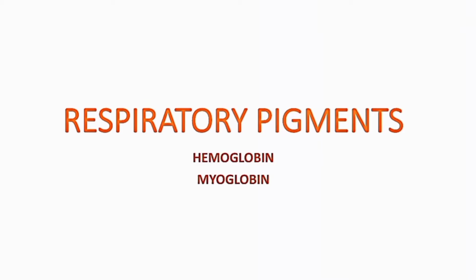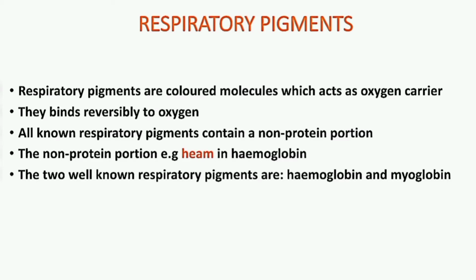Hello students, welcome to the biology class. In this class we learn about the topic of respiratory pigments, and we learn about two respiratory pigments: the first is hemoglobin and the second is myoglobin. So first of all, we learn what respiratory pigments are.